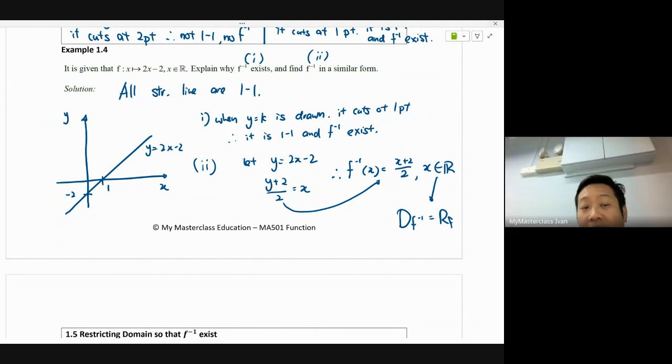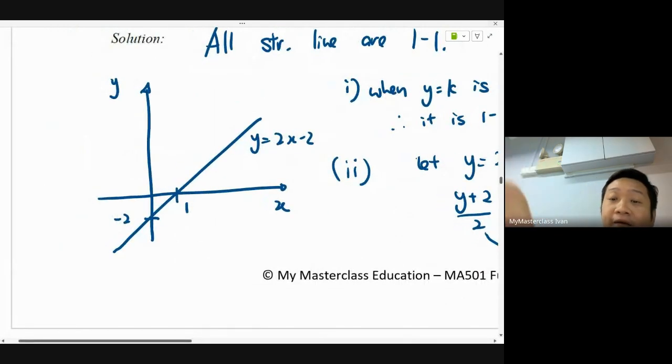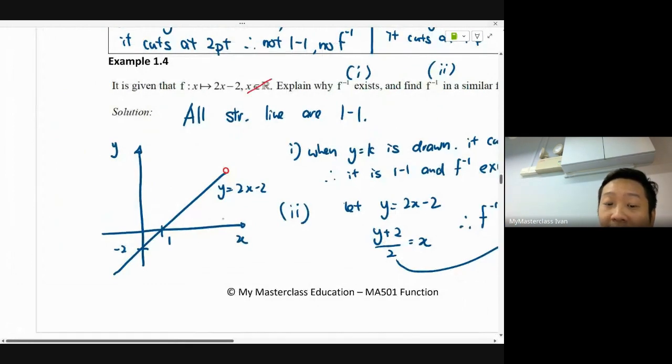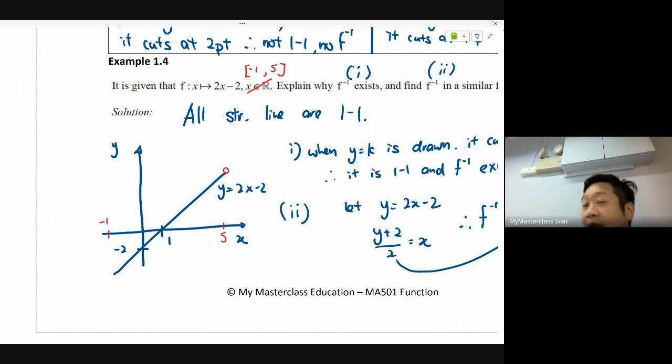Look here, guys. Let's say I change the question to the red one. Let's say the domain of f(x) is from -1 to 5, inclusive. Important: inclusive. You have to read and look carefully whether it means inclusive or not inclusive. A curve bracket means not inclusive, a square bracket means inclusive.